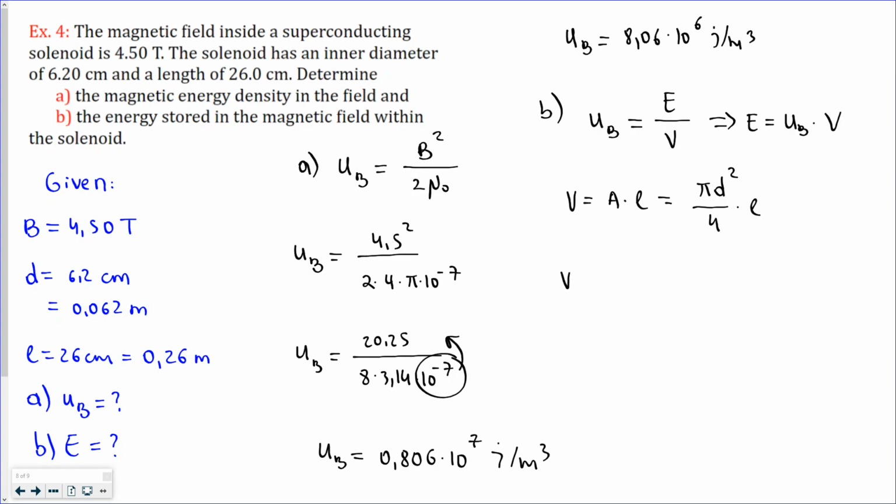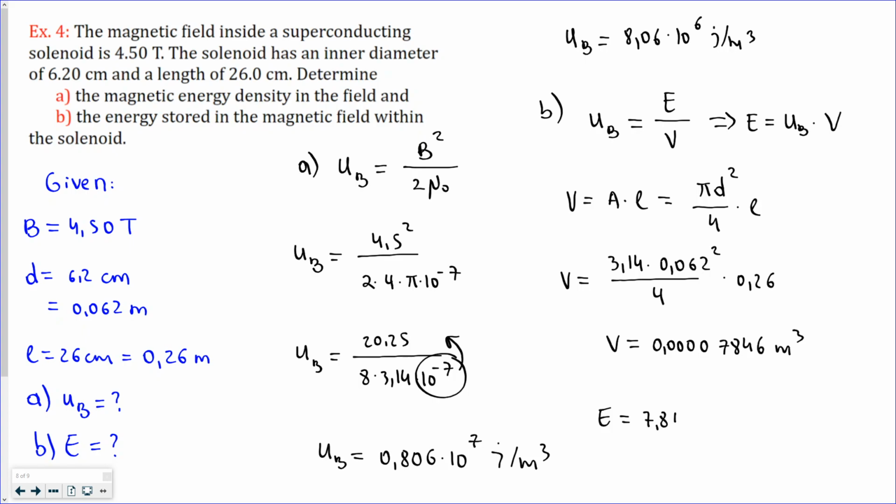We don't know area, but we know the diameter, so it is pi D squared over 4 times L. So let's calculate. 3.14, diameter it is 0.062 square over 4 times the length is 0.26. So again, if you use a calculator here, the volume will be equal to 0.00407846 meter cube. So to find an energy, we need to multiply this.